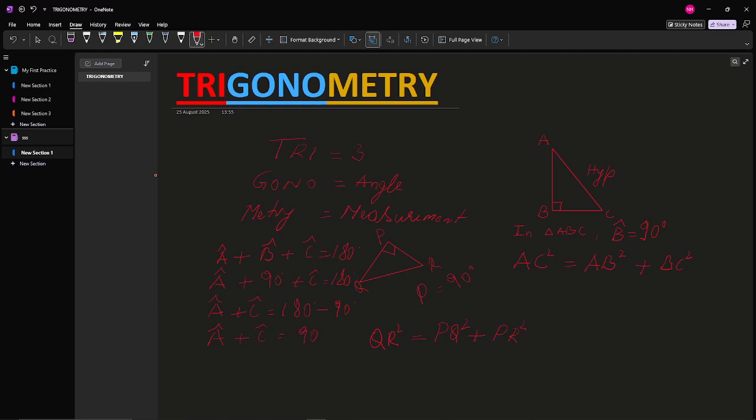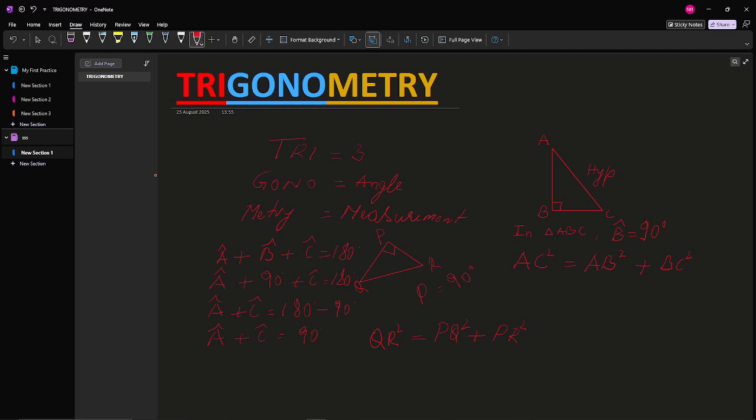Now what does it mean? In a right angle triangle, angle B is 90 degrees. The sum of the remaining two angles is going to be equal to 90 degrees. That means each of these angles cannot be more than 90 degrees, but the sum of these two is equal to 90 degrees. So each of the angles cannot be equal to 90 degrees. It has to be less than 90 degrees.